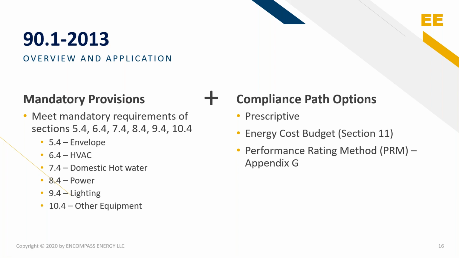And today we're going to focus on Appendix G, but I will mention energy cost budget has its own merits in that it's a very similar approach to Appendix G. It just has some slight changes in terms of how you can trade off between systems. So Appendix G is a full trade-off where you could have 100% glass box building, and you could use other systems to make up and save the energy for those losses.